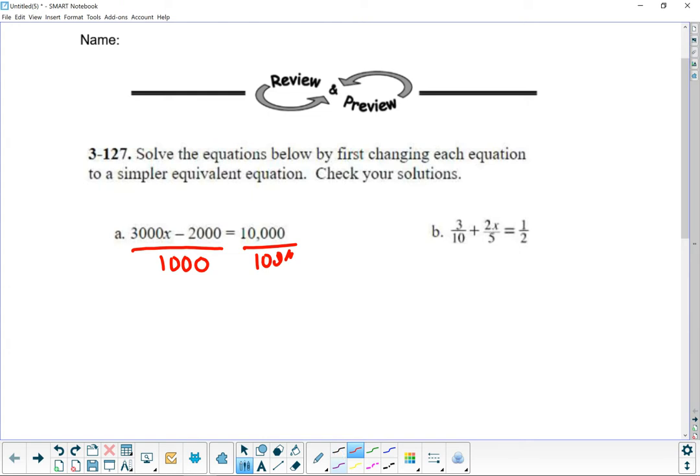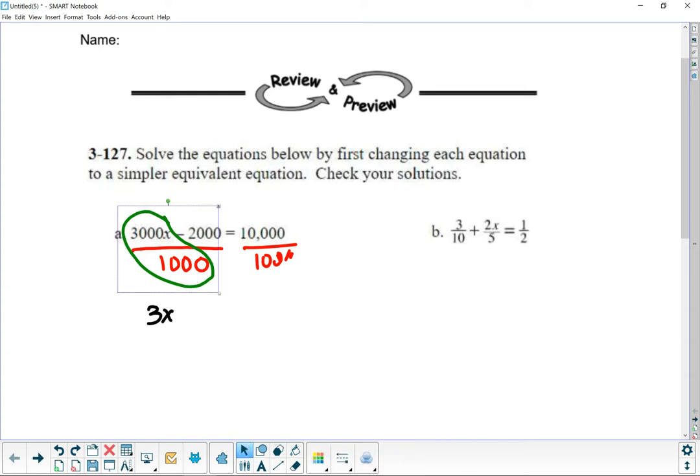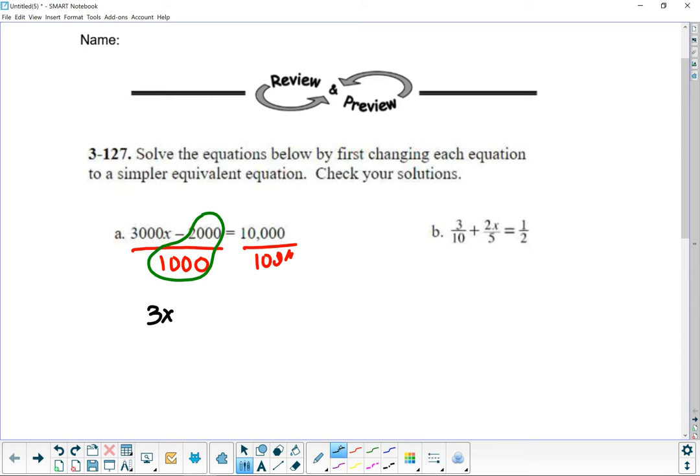So by dividing by 1,000, we actually have 3,000 x divided by 1,000, which comes out to be 3x. Okay. And by dividing by 1,000, we have 2,000 divided by 1,000, which is minus 2. And that's going to equal, then we have 10,000 divided by 1,000, and that makes 10.